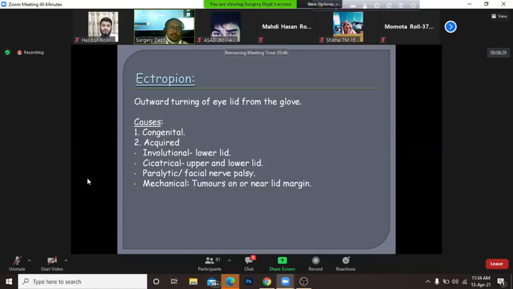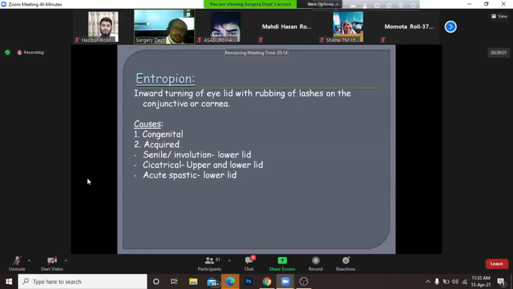So up to entropion and ectropion, you should know the definition and two to three causes. Entropion is inward turning of the lid margin. Ectropion is outward turning of the lid margin. Causes are congenital and acquired. Acquired means senile or involutional, cicatricial, mechanical, and paralytic in case of ectropion. In case of entropion: congenital, acquired, senile involutional, cicatricial, and acute spastic.